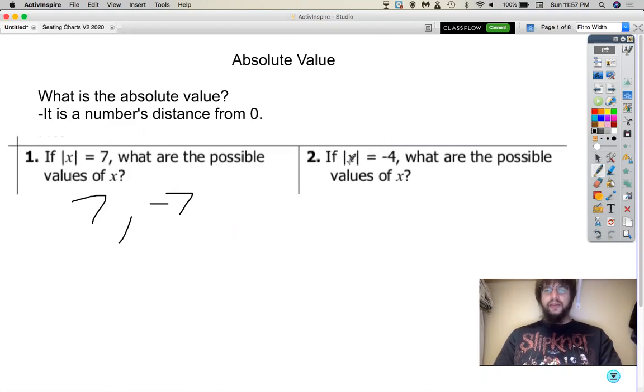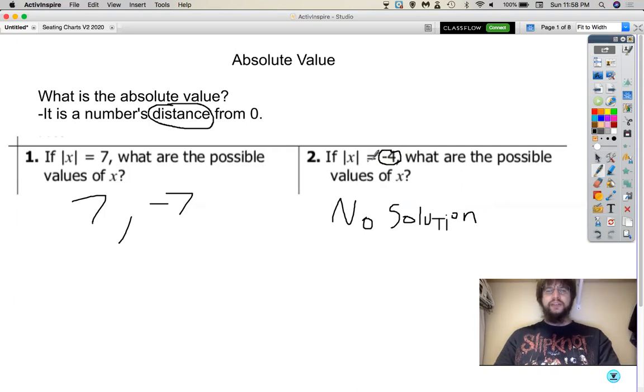If the absolute value of x is negative 4, what are the possible values of x? Well, again, we just said that absolute value is a distance, and distance can't be negative. If you put your car in reverse, it doesn't rewind your odometer. It's still going. So there are no possible values for this one. So anytime you have an absolute value equal to a negative number, or anything less than 0, then you don't have a solution there.